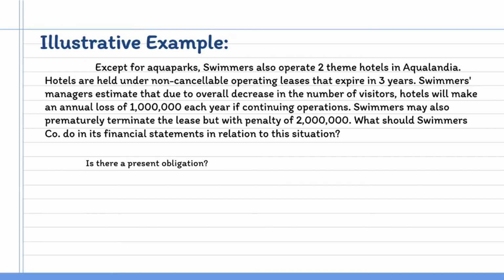So, analyze ulit natin kung may present obligation ba? Yes. Kung mayroong outflow probable? Yes. At kung ma-estimate ba siya reliably? Yes. So, mag-recognize tayo ng provision.